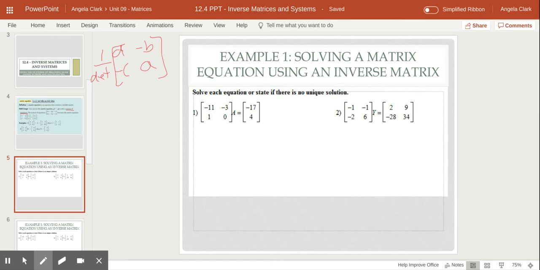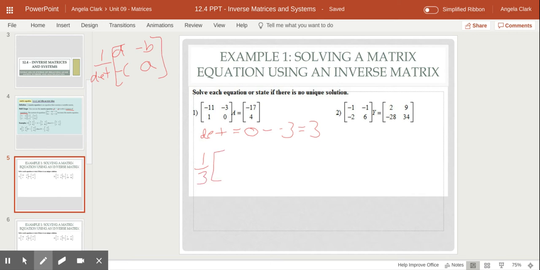So I have negative 11 times 0 is 0. So let me just write determinant here. 0. And then negative 3 times 1 is negative 3. So minus negative 3. So the determinant is 3. Yay. So then the inverse is going to be 1 over 3, right? 1 over the determinant.